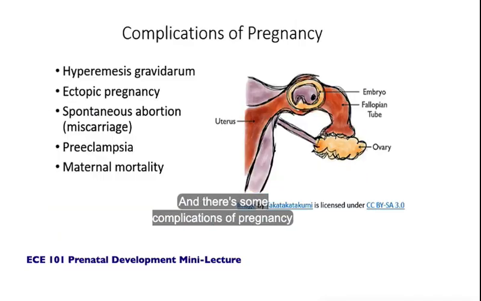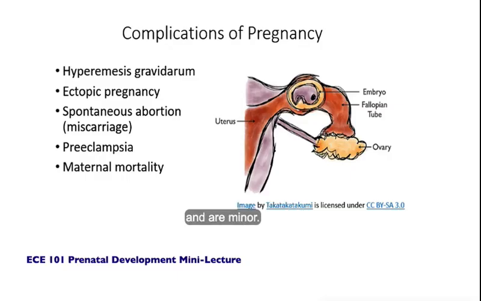There are some complications of pregnancy that I think are important. Lots of women experience things that are minor, like what we call pregnancy-induced nausea, which is commonly referred to as morning sickness, but it doesn't just happen in the morning. Also things like heartburn, hemorrhoids, backache, leg cramps, insomnia, constipation, shortness of breath, or even varicose veins are very common and are minor, but there are some more serious things. So here are a few of those serious things.